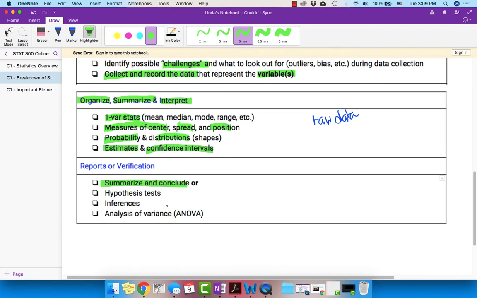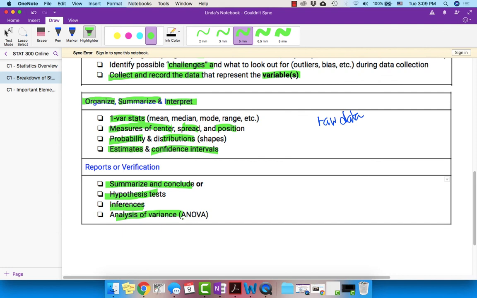Or you may want to validate a current claim or assumption with hypothesis tests and other inferences, such as the analysis of variance, or we shorten it to ANOVA. That basically summarizes what we will be learning in this course, the Introduction to Statistics or Statistical Study.